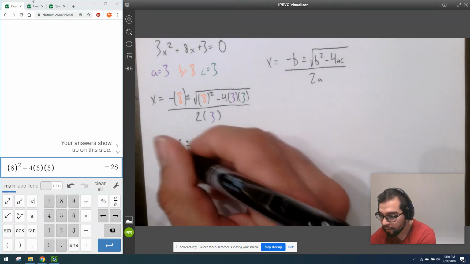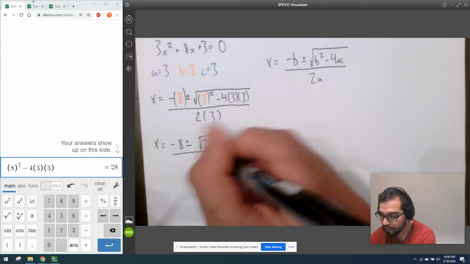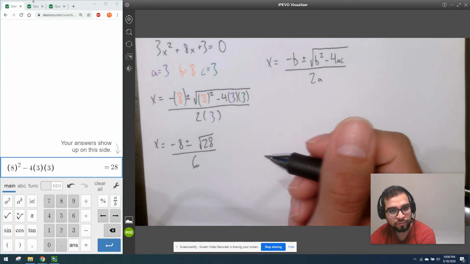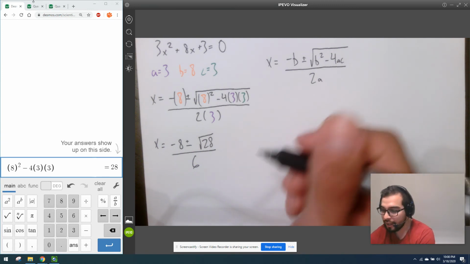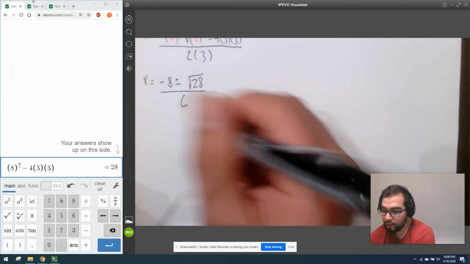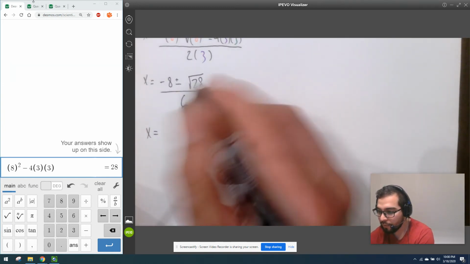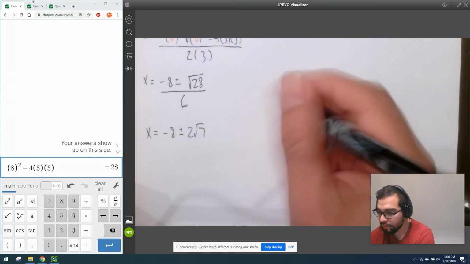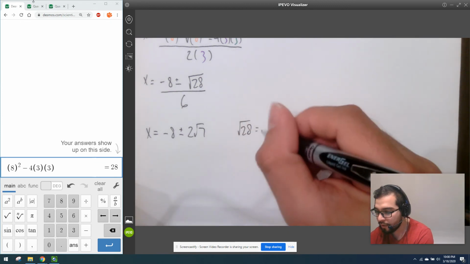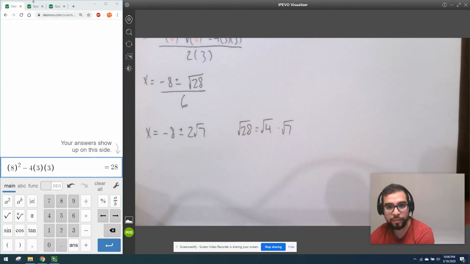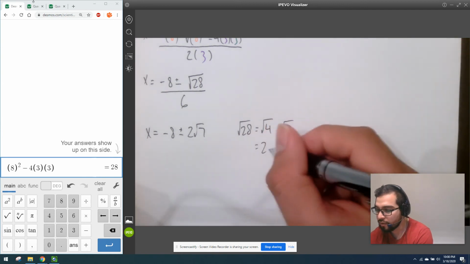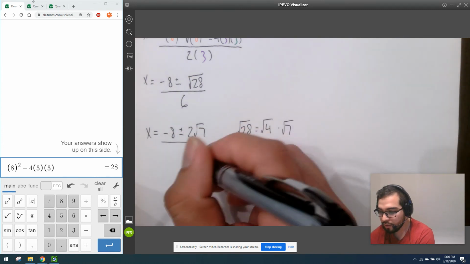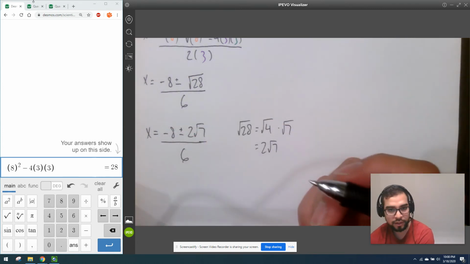This all over 6. Now let's go ahead and simplify a little bit more. If you recall from simplifying radical expressions, this right here is 2 root 7. If you're wondering, hey, where'd you get 2 root 7 from? Make a note that once you do the prime factorization, this right here is equal to 2 root 7. That's where I got that 2 root 7 from. All over 6.